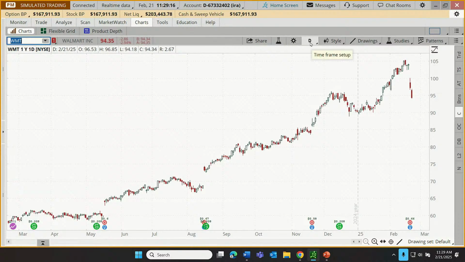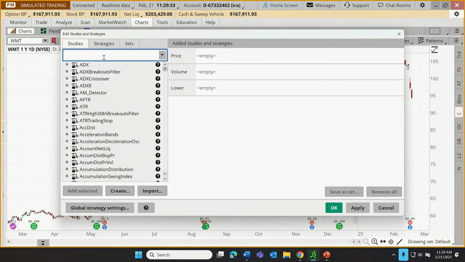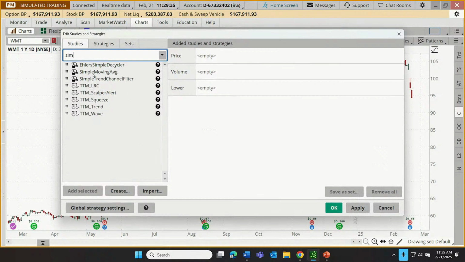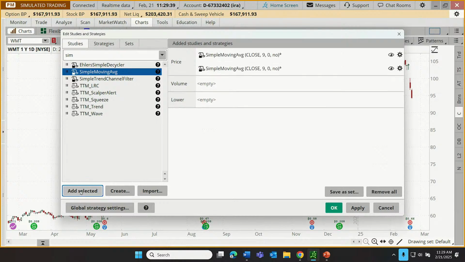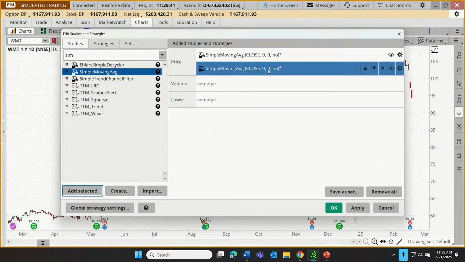But I'm going to add what in my experience has been possibly the most common moving average crossover system. And that's a combination of a 10-week and a 40-week moving average system. So let's come up here to our Edit Studies flask. I'm going to type in simple for simple moving average. Let's choose that from our menu of potential indicators and click it twice so that we can add two of them.